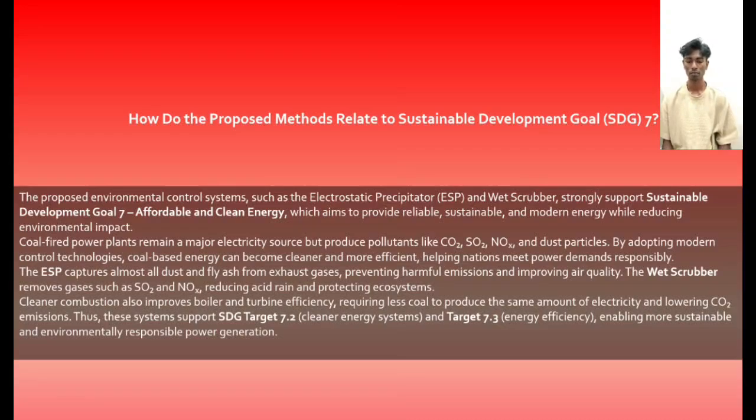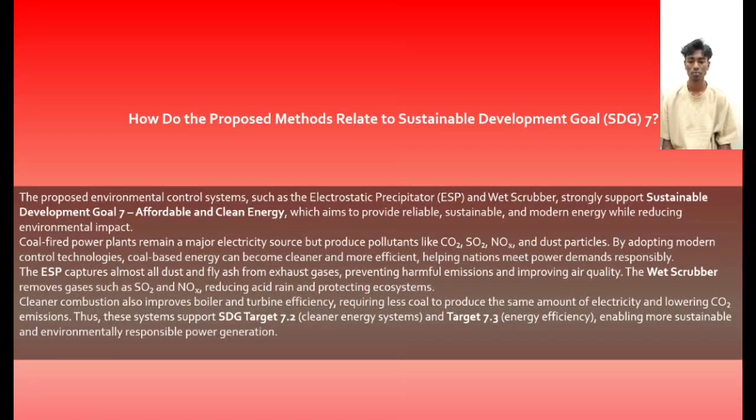Coal-fired power plants remain a major electricity source, but produce pollutants like CO2, SO2, NOx, and dust particles. By adopting modern control technologies, coal-based energy can become cleaner and more efficient, helping nations meet power demands responsibly. The ESP captures almost all dust and fly ash from exhaust gases, preventing harmful emissions and improving air quality. The wet scrubber removes gases such as SO2 and NOx, reducing acid rain and protecting ecosystems.